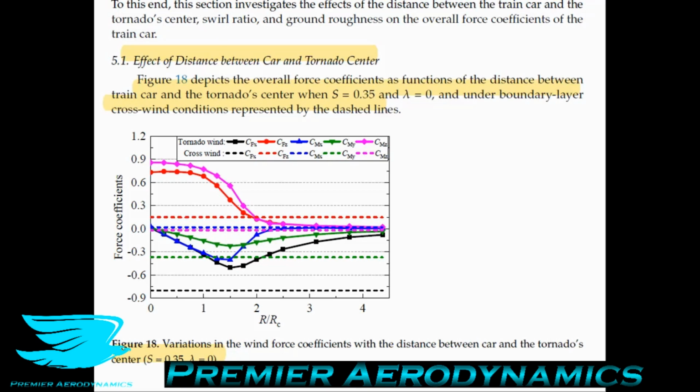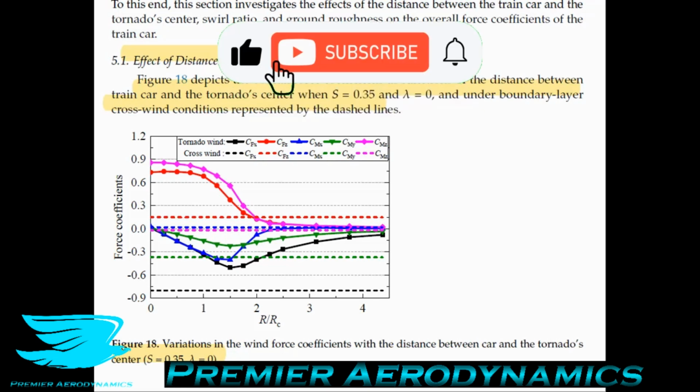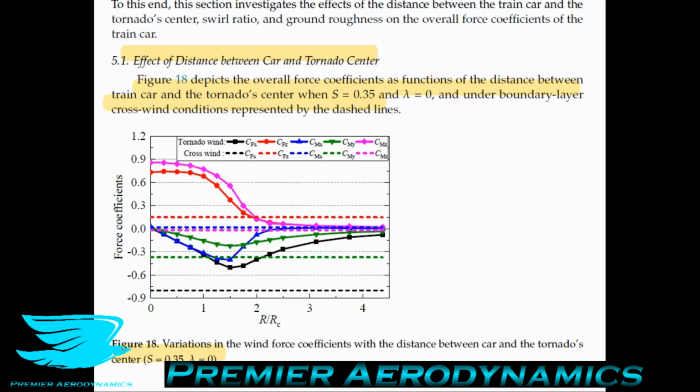So it says that under the boundary layer crosswind conditions, they're represented by dashed lines. So they looked at not only the tornado, but the baseline, which is just a general crosswind. So the wind isn't swirling around, it's just moving in one direction. They say, for the result of the boundary layer crosswind, which is impacting the train, all of the 5 force coefficients do not change with distance because the boundary layer crosswind field remains constant with horizontal distance.